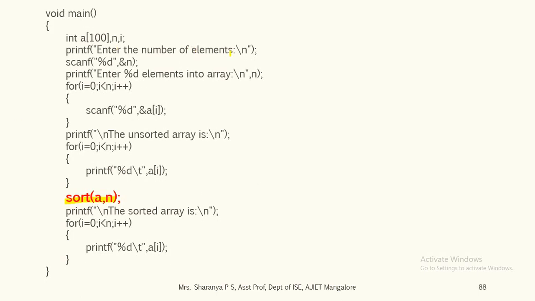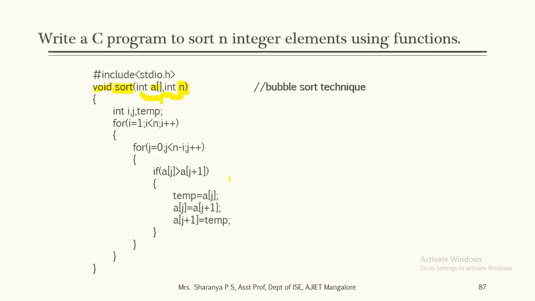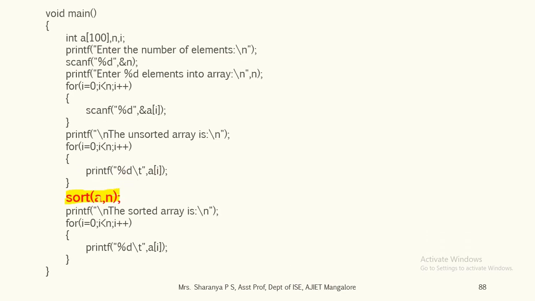We are taking the number of elements from the user, and we are reading the elements from the user. For that we have written this loop, and then we are displaying the unsorted array, and then we are calling the sort function. Normally we were writing the sort logic within that location. Now we have written it in a separate function and we are calling that function by its name and passing this array as well as the size of the array entered by the user.